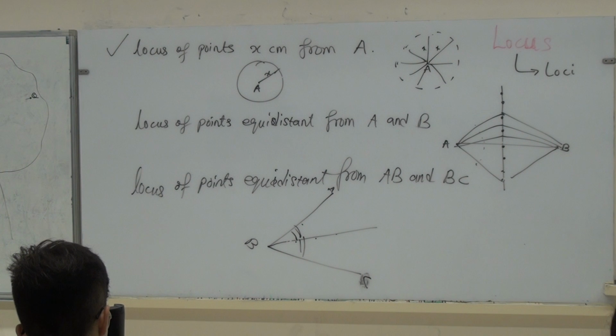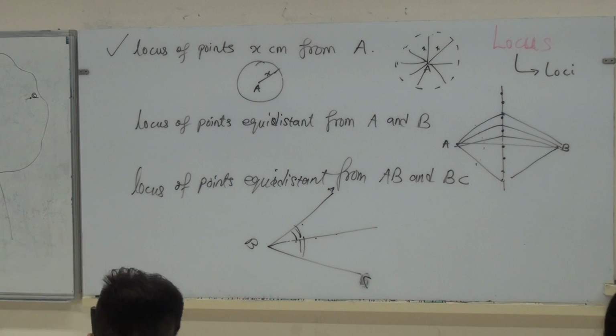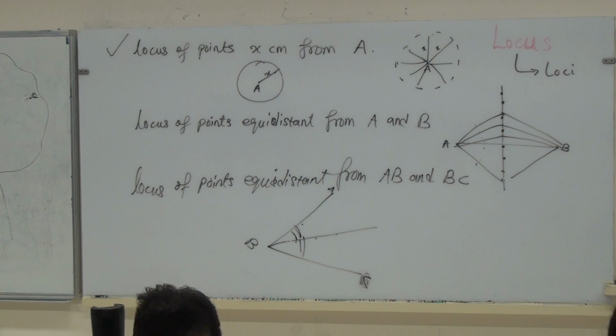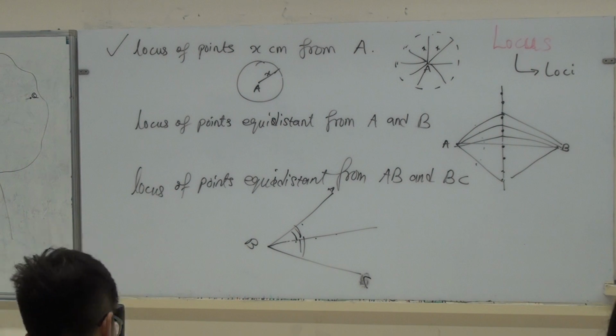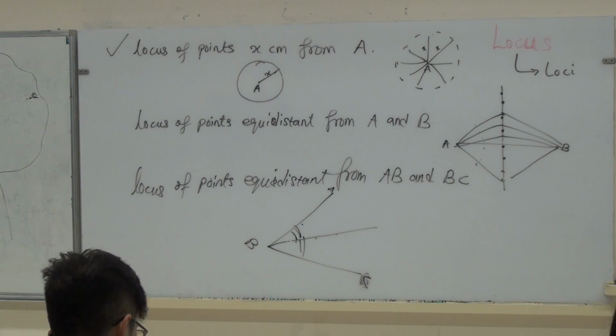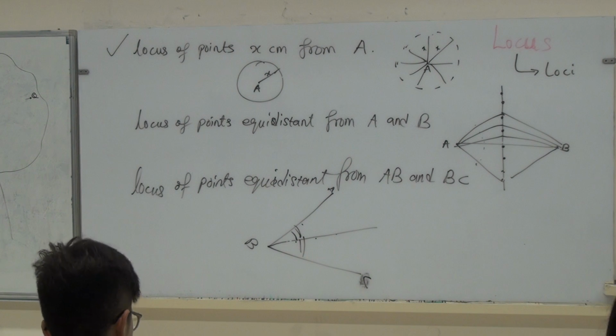Draw a locus of points inside the triangle 3 centimeters from AC. That doesn't make sense. It should be 3 centimeters from one point. So let's say C.